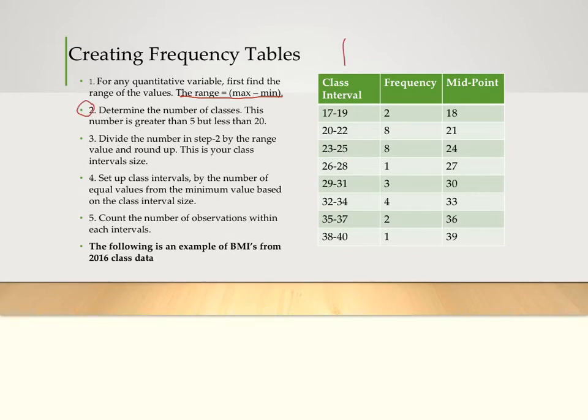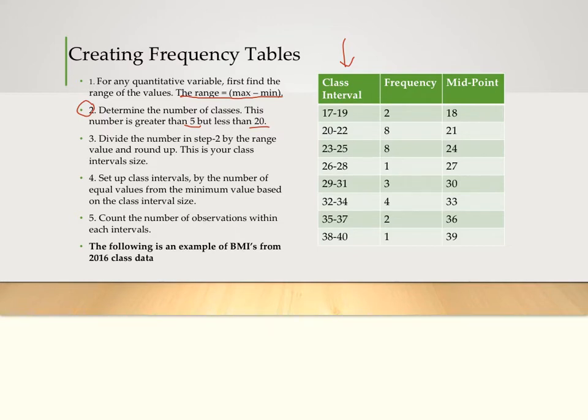The class intervals are over here. They're the first column in our frequency table. And this is more of a guess than anything else, but we want a number greater than 5, but less than 20. So we play around with that to find the right distributional pattern.